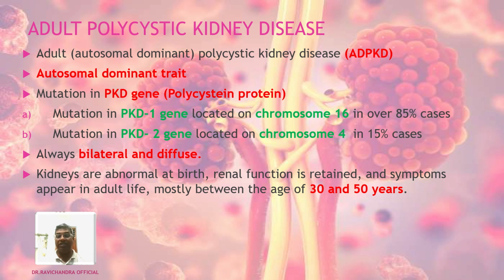And adult polycystic kidney disease is always bilateral and diffuse. You have to remember this point at any cost. Bilateral and diffuse in adult polycystic kidney disease. They are abnormal at birth, renal function is retained, and symptoms appear in adult life, that is around 30 to 50 years.